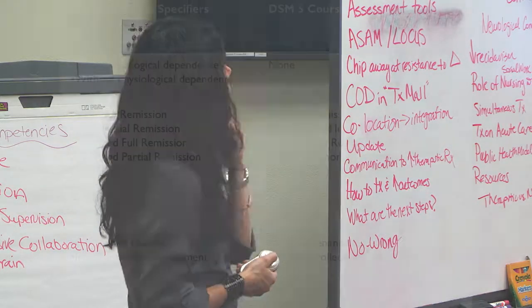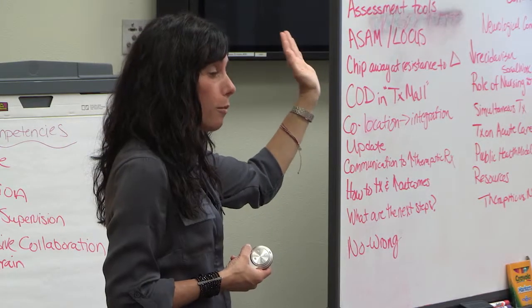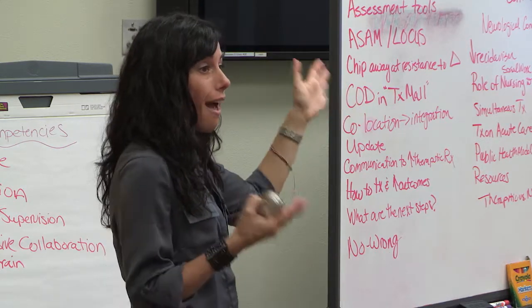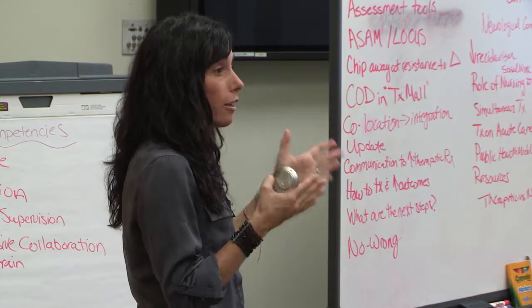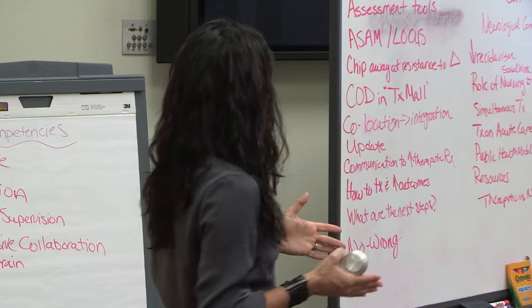So we no longer have physiological dependence with or without. Early full remission, early partial remission, sustained full remission, sustained partial remission was always very confusing for people and not used very accurately. So oftentimes they were left off, and yet it is probably one of the most important specifiers there could be, because it substantiates how long this individual has not used, and whether it has been consistent, or whether there have been periods of relapse.